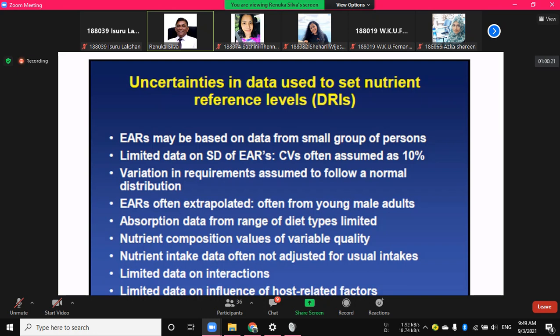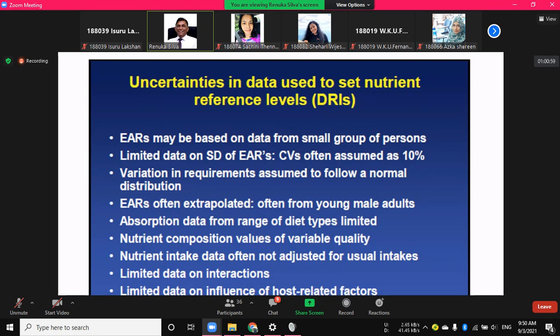Remember that EARs are based on data from a small group of persons. It's not the entire world population that we use to measure the EAR values. It comes from individual researchers' research findings, so it is a relatively small group of people. Also, we don't know the EAR values of certain nutrients. That means the population mean requirements are not known. Also, we don't know the standard deviations. We should know the EAR and the standard deviations.